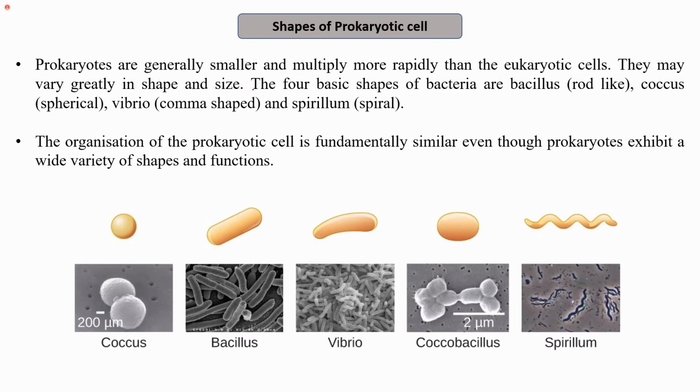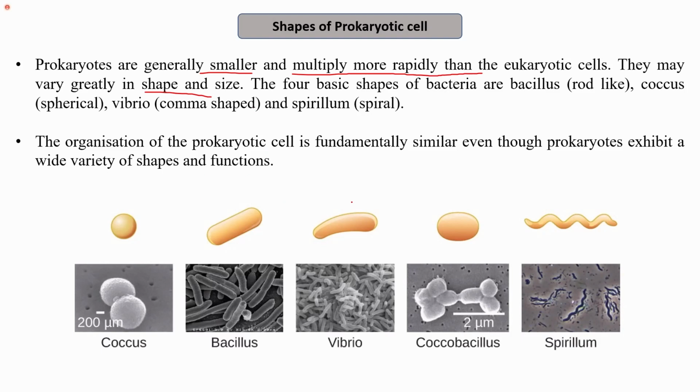Now, the bacteria may have different shapes as well. Prokaryotes are generally smaller and they multiply more rapidly than the eukaryotic cells. They rapidly divide by the process of binary fission. They are generally smaller and vary greatly in shape and size. So they have different shapes and different sizes as well.